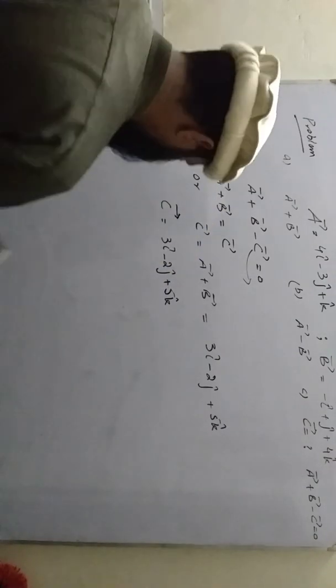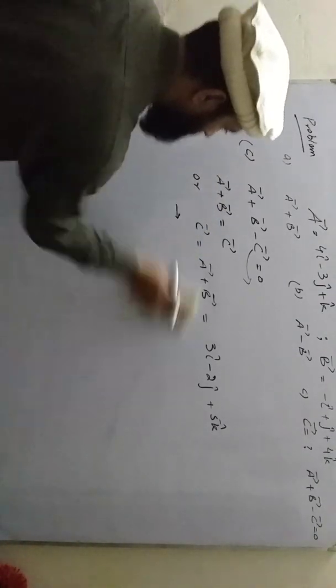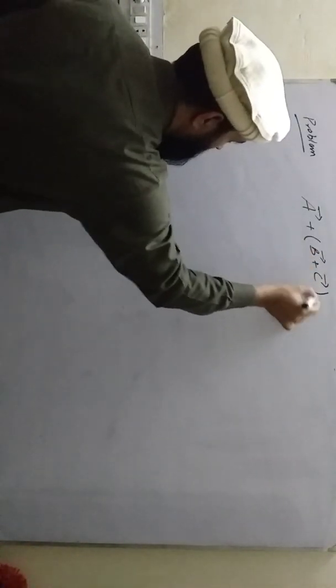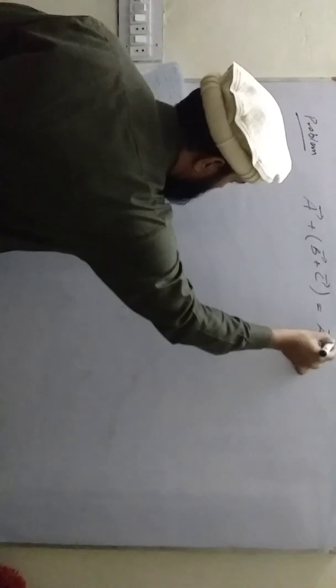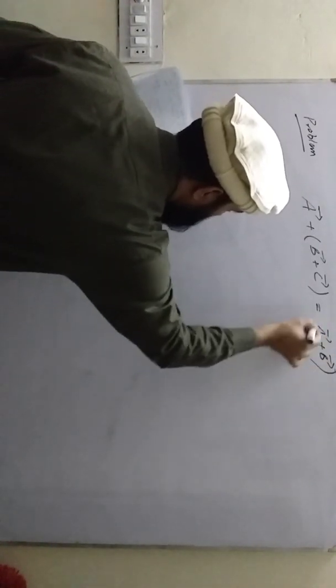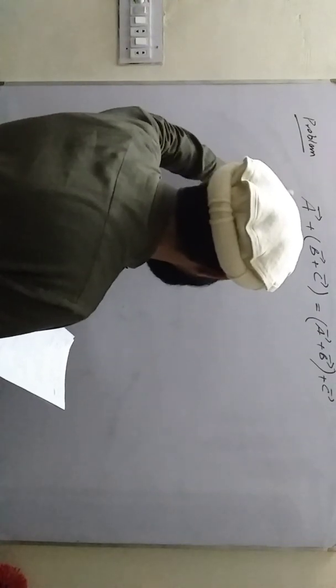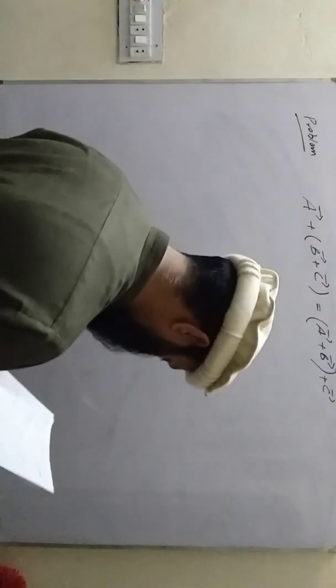Next problem: show that the addition of vectors is associative. A plus B plus C equals A plus B plus C, with the grouping changed. This is the associative property with respect to addition. We have to show that the left hand side equals the right hand side.